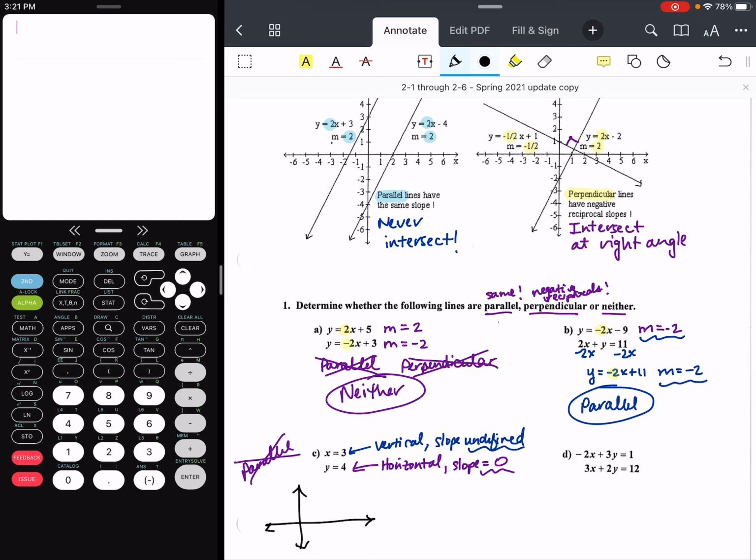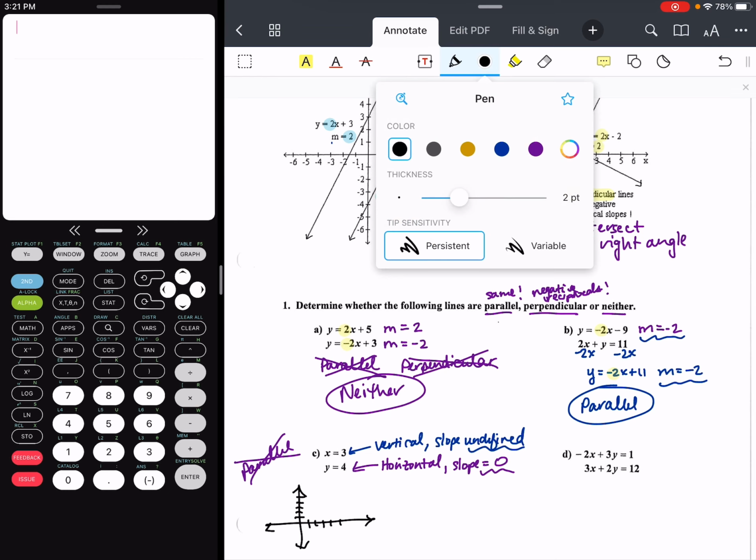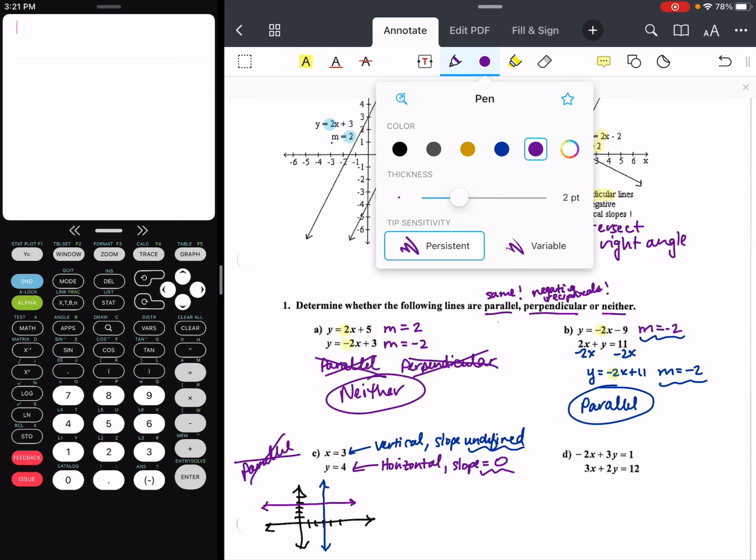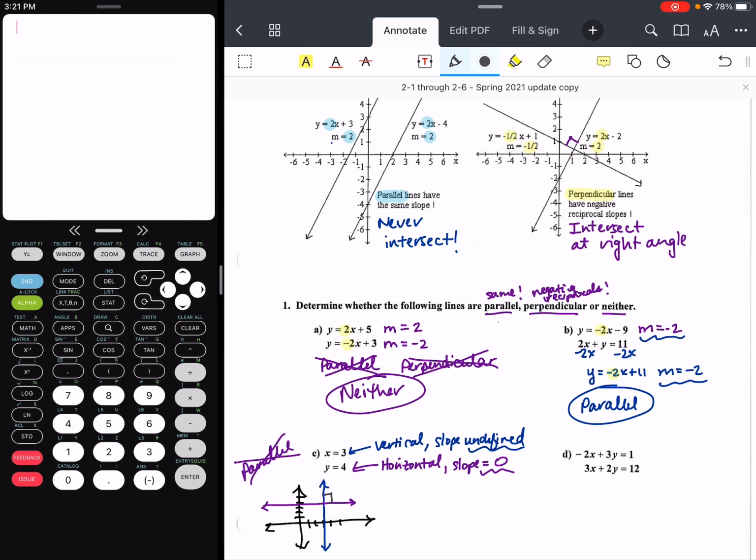So if I toss up a quick axis, so let's see, x equals 3, my vertical line looks like this, and y equals 4, horizontal line looks like this. And I can see that when I graph these guys, I'm creating that nice right angle. So these two are perpendicular. So any vertical and horizontal line will be perpendicular to each other. And along the same lines, 2 vertical lines will be parallel and 2 horizontal lines will also be parallel.